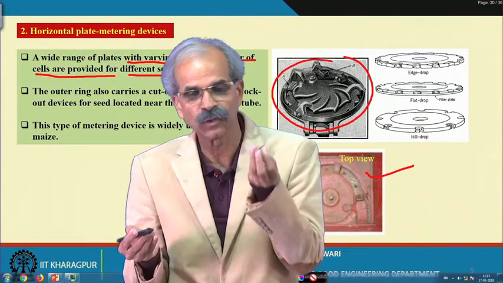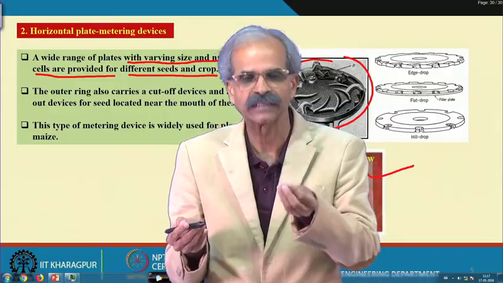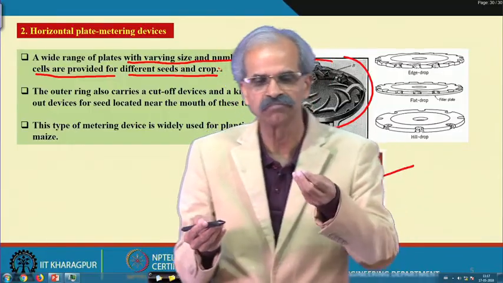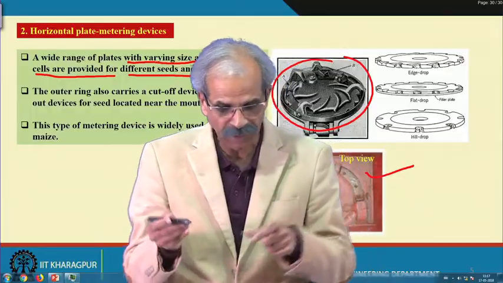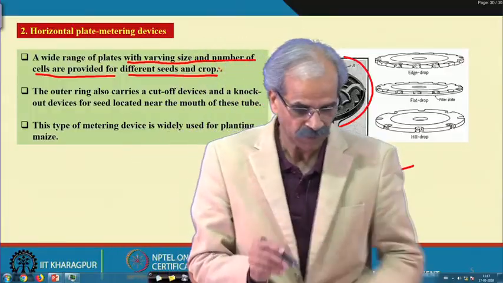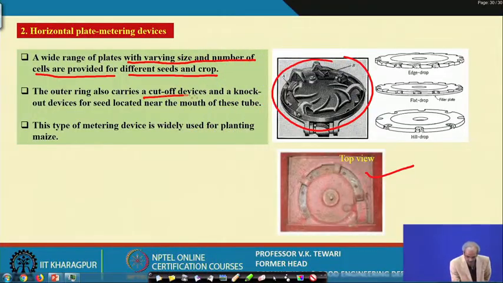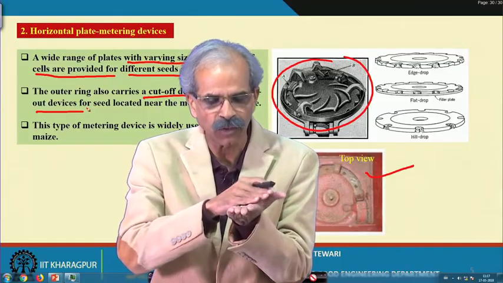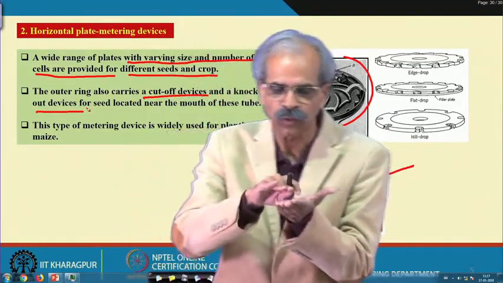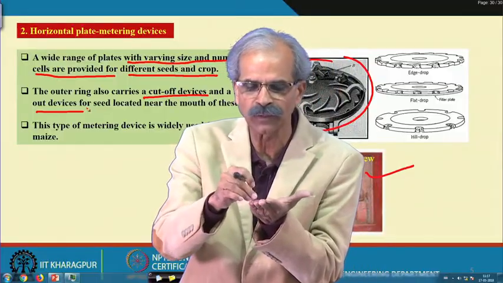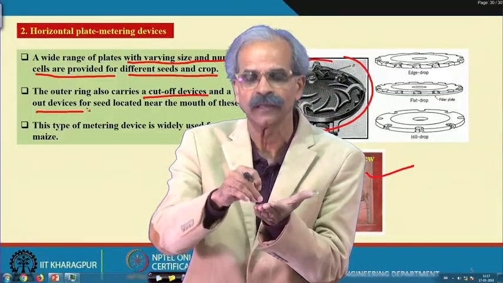The seeds could be of different sizes, shapes and weights, so for all of these you can have different types of seed plates. The outer ring carries a cutoff device and a knockout device, as I said earlier. When a lot of seeds come up on the plate, you would like them to be cleared.